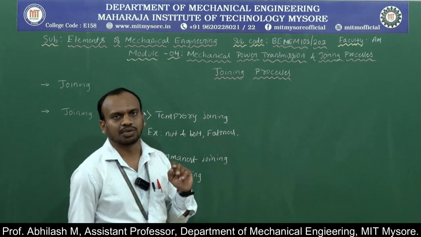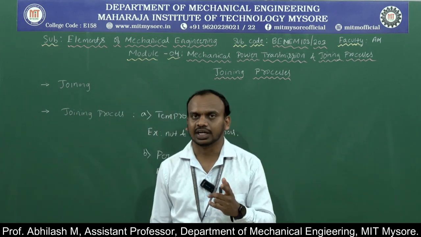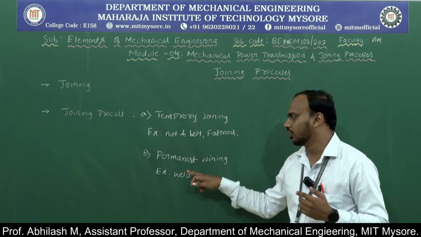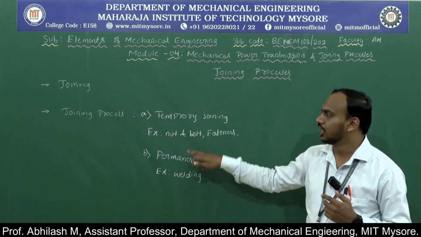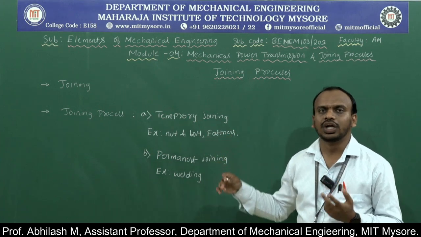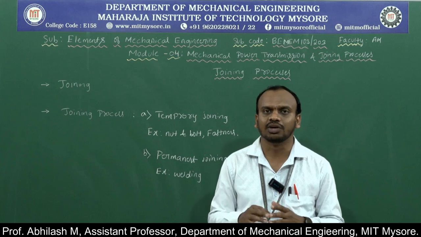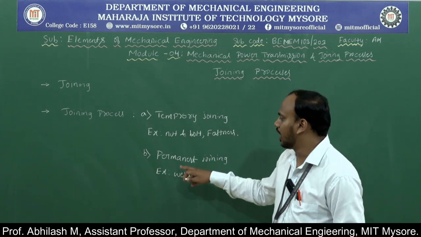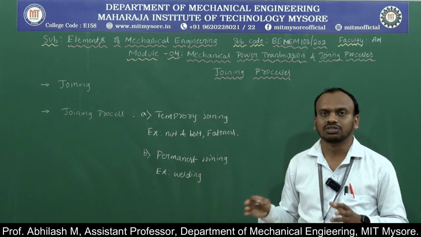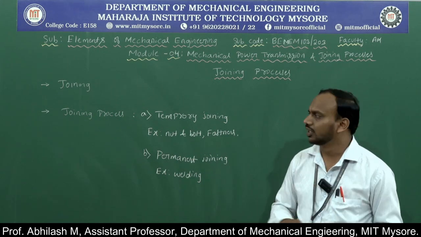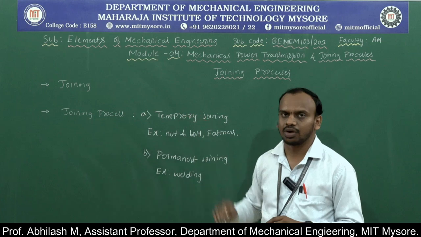So under joining process in the manufacturing sector, we categorize them into two. One is called temporary joining, the other is called permanent joining. Under temporary joining, the two individual components that you join can be disassembled or assembled whenever required. And under permanent joining, once you have joined it, you cannot dismantle it very easily. So this is all about joining process.